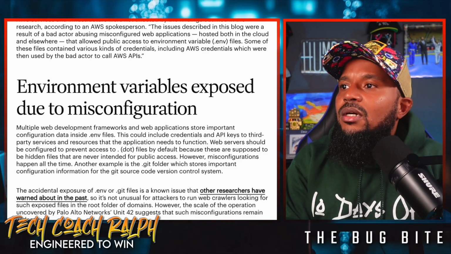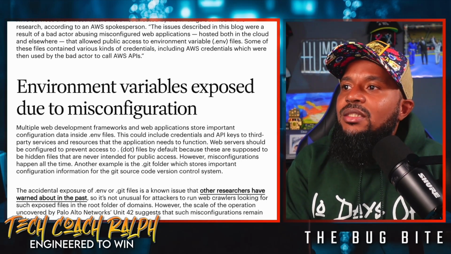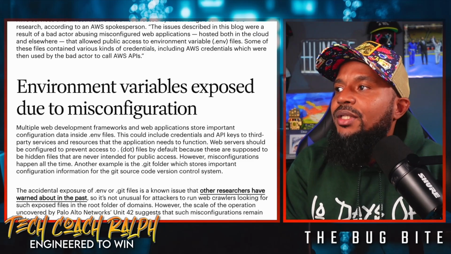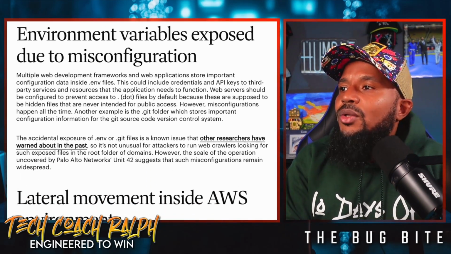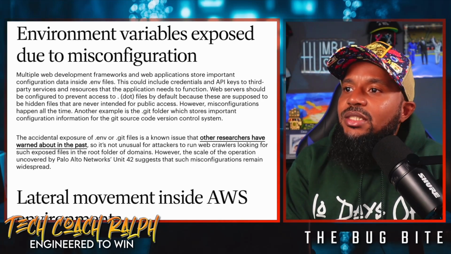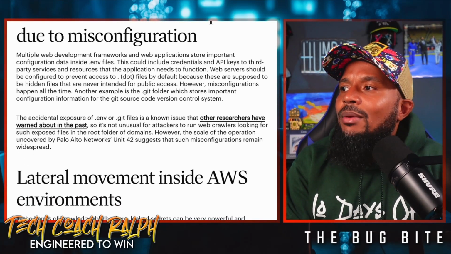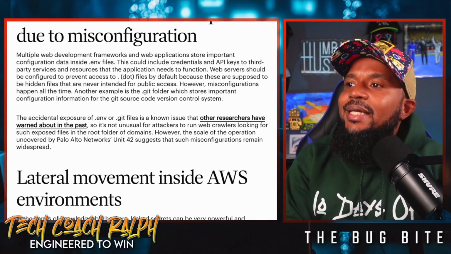Some of these files contain various kinds of credentials, including AWS credentials, which were then used by the bad actors to call AWS APIs. So environment variables exposed due to misconfiguration. Multiple web development frameworks and web applications store important configuration data inside .env files.